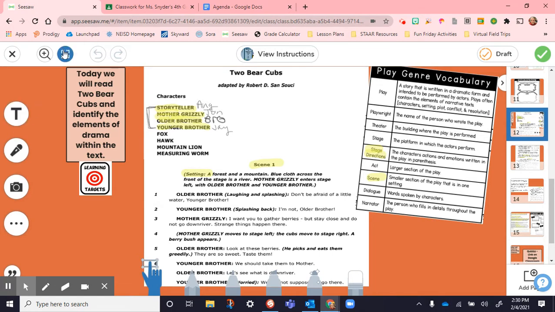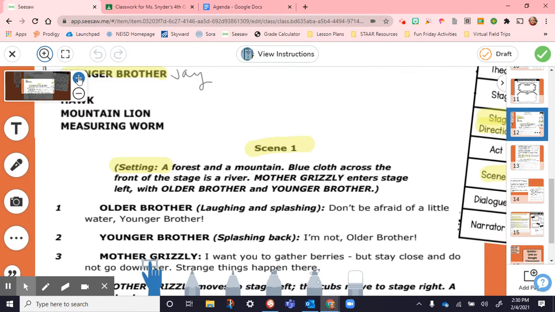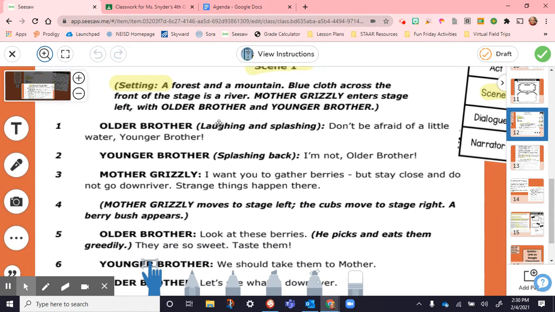Then this one had a lot of stage direction. If you zoom in right here, everything in bold tells you a stage direction. So when older brother goes to speak, he doesn't say this part right here. This part is just the directions for the actor. So he's laughing and he's splashing and he says, "Don't be afraid of a little water, younger brother." And then younger brother, again, he doesn't say this. This is what he does. He splashes back and he says, "I'm not, older brother." And so those right there are the stage directions.